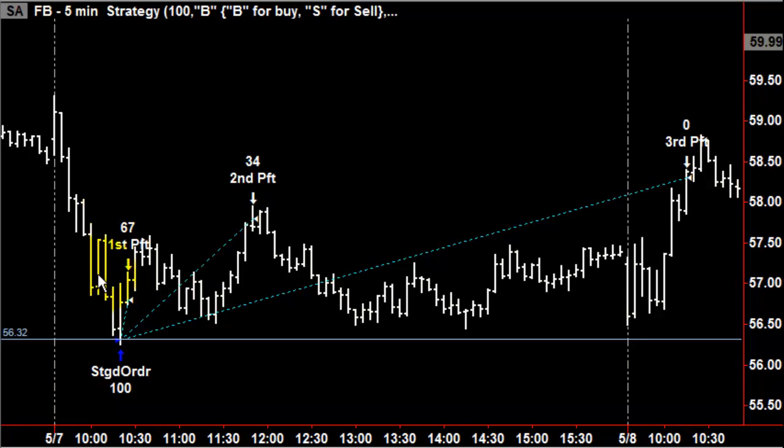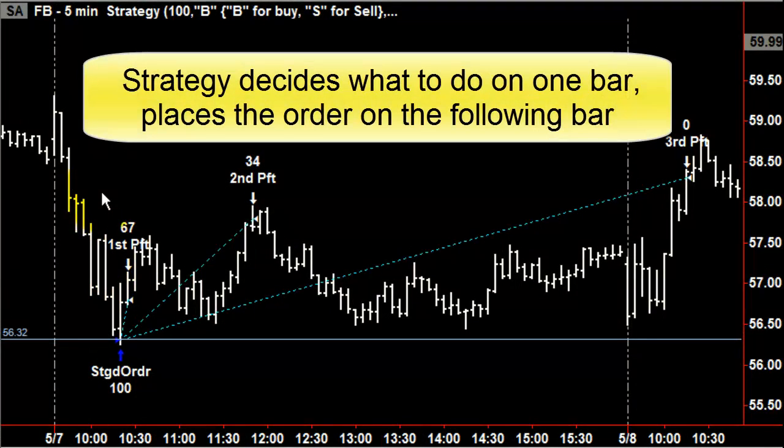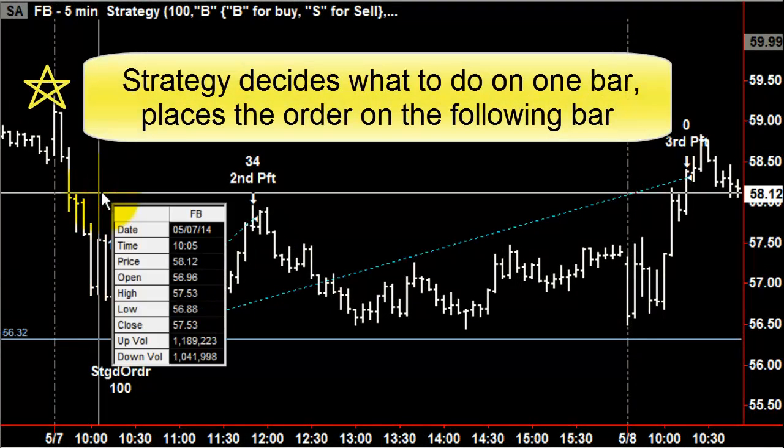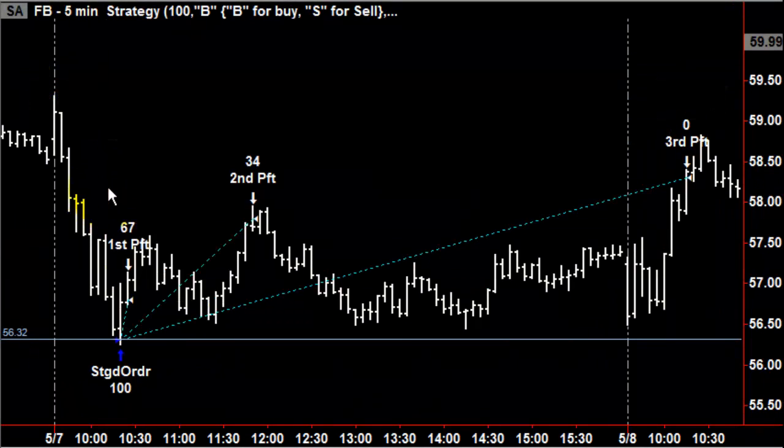So here's a point that's very important to know. The strategy determines on any given bar what to do on the next bar. So if the price here is low enough to place the limit order, it's not going to place the limit order until this bar begins. So it makes a decision on one bar and places the order on the following bar.